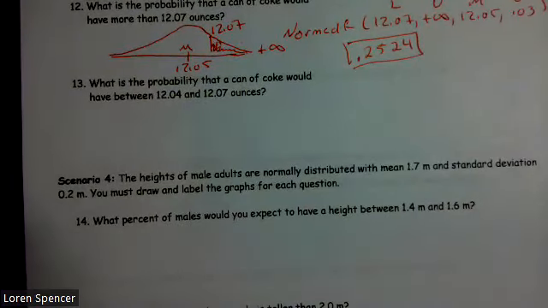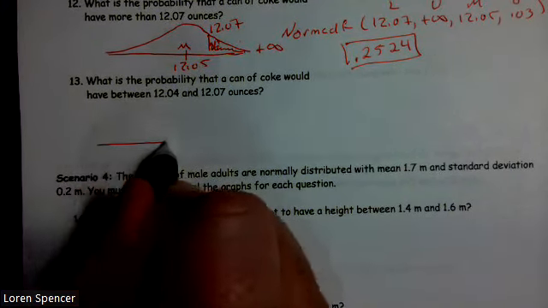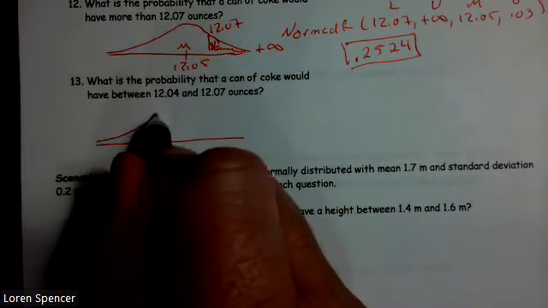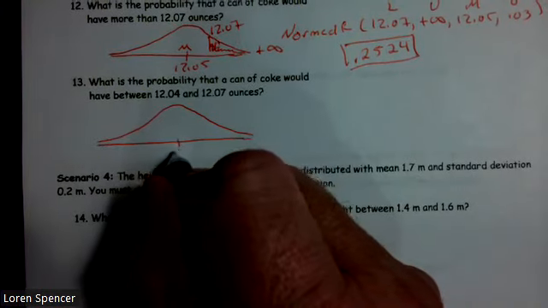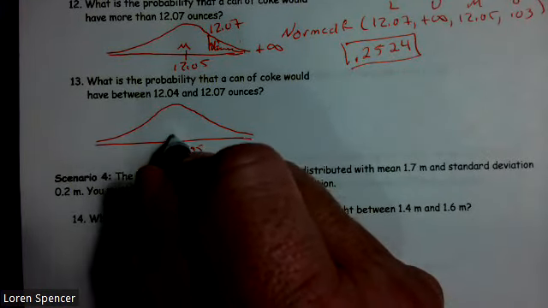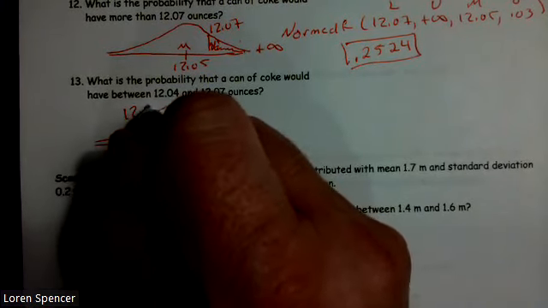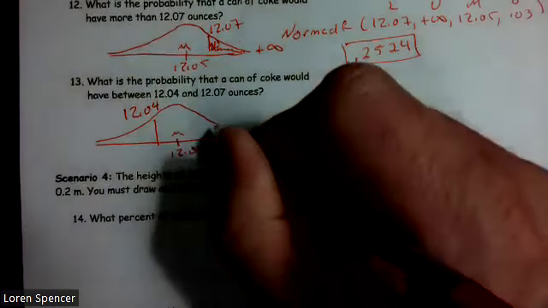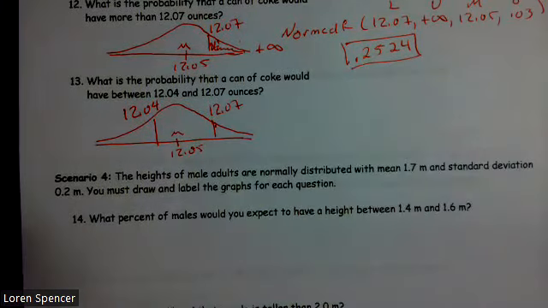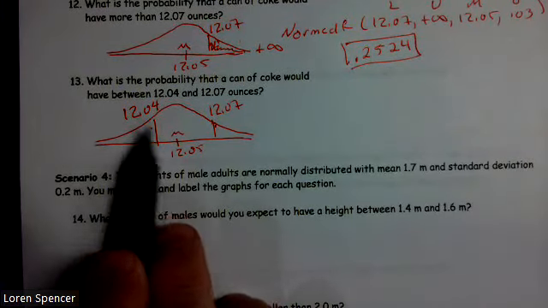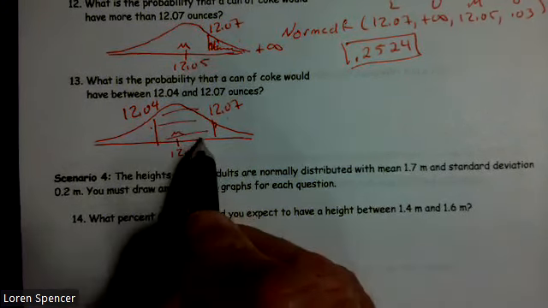What is the probability that a can of Coke would be between 12.04 and 12.07? Well, our mean is 12.05. Our lower is 12.04 and our upper is 12.07. And 12.04 is below 12.05, 12.07 is above 12.05. So this will be where we're shading.